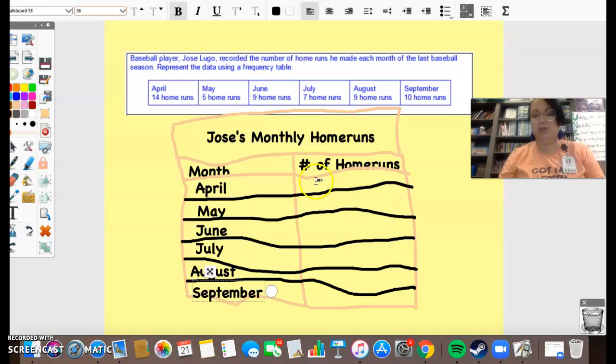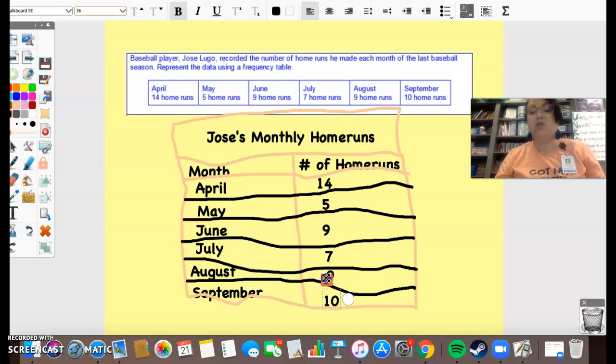On this side, we're going to put the numbers. And so all we have to do is look at our chart up here to get our numbers. Okay, so April, we had 14. I don't think we have to write home runs out every time because that's underneath that category. We know that 14 means home runs. So this is a situation where you don't necessarily have to label your answer because the label's up there in the chart category. Okay, June, we had 9. July, we had 7. Good. Okay. August, we had 9. And September, we had 10.